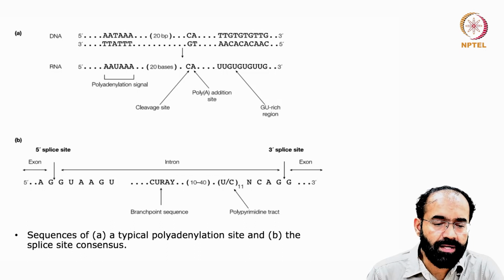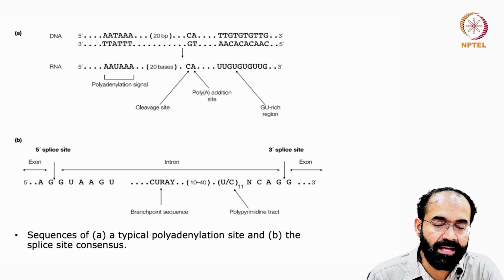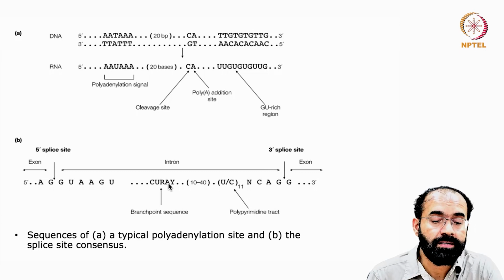You can see here in the 5' splice site of an intron you have this GU starting the intron, and then you have some AAGU sequence for convenient pairing with the U1 snRNA. Then you have a branch point sequence that is CURAY. These are unique codes for the bases: C stands for cytosine, U stands for uridine, R stands for purine, and A stands for A. A is also a purine, but G is not allowed here. It has to be an A, and then it has to have a pyrimidine.